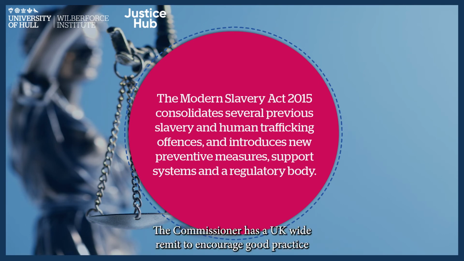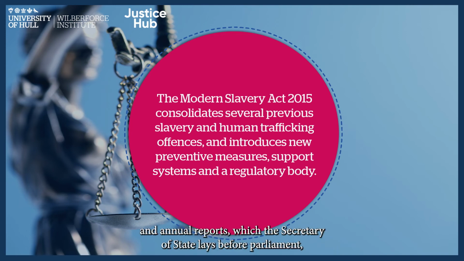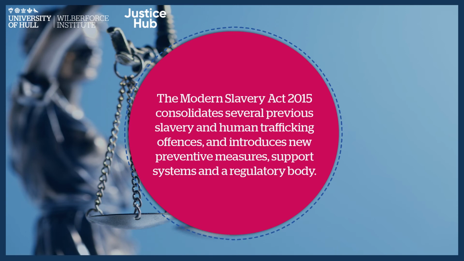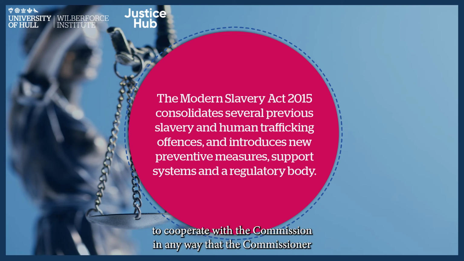Part 4 of the Modern Slavery Act created the role of the Independent Anti-Slavery Commissioner. The Commissioner has a UK-wide remit to encourage good practice in the prevention, detection, investigation and prosecution of modern slavery offences and the identification of victims. The Commissioner is accountable through her strategic plan and annual reports, which the Secretary of State lays before Parliament, setting out the extent to which objectives and priorities are achieved. The Commissioner may request a specific public authority to cooperate with the Commissioner in any way that the Commissioner considers necessary for the purposes of the Commissioner's functions.